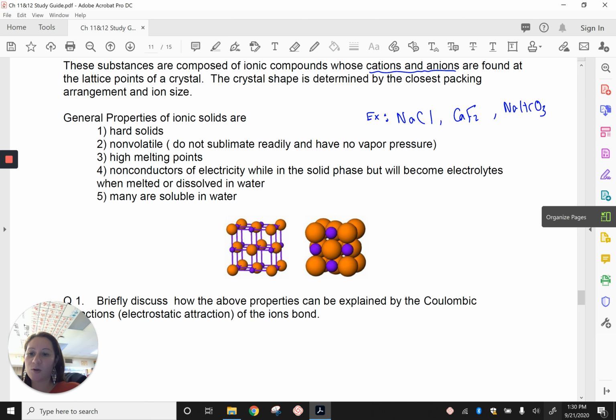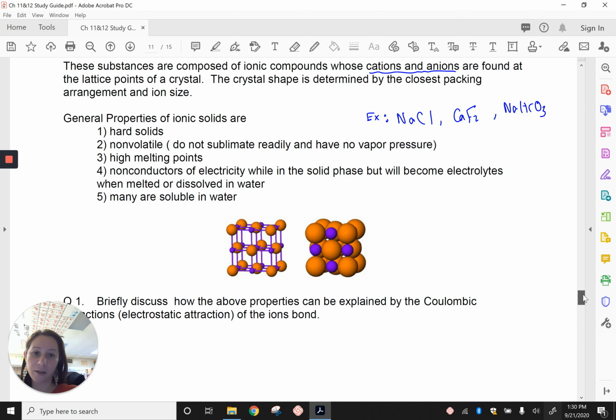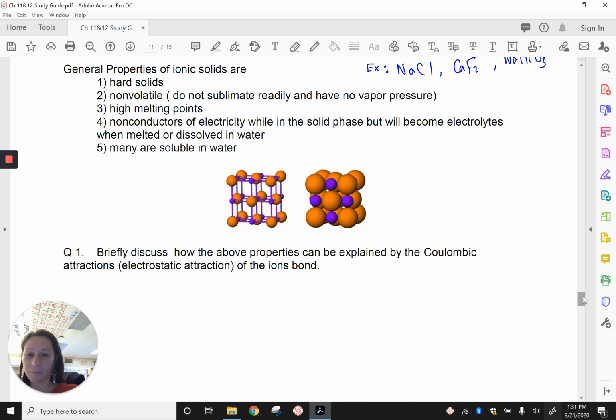And then the question that we missed here was, what is holding these together? They are held by electrostatic forces or Coulombic attractions. So what's holding that crystal together is the electrostatic attraction, also known as Coulombic attractions, between the ions.